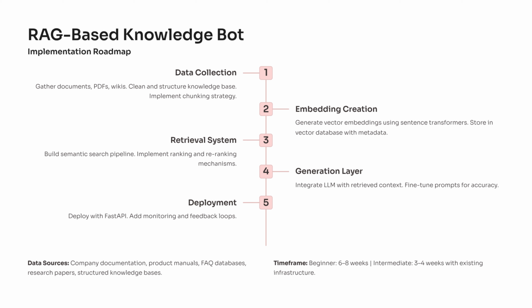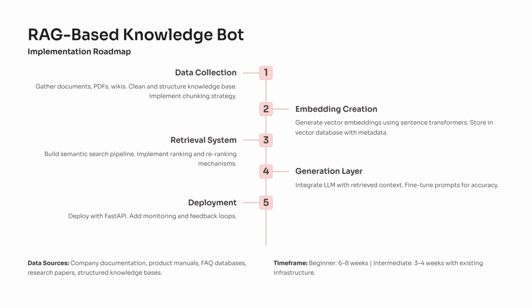When you build a RAG-based system, you follow a clear and structured roadmap that mirrors how real enterprise AI tools are developed. You begin with data collection, gathering PDFs, manuals, research papers, and internal documents, then cleaning them to create a well-structured knowledge base. Next, you create embeddings using sentence transformers, which convert text into numerical vectors that capture meaning. These embeddings are stored in a vector database with metadata for fast retrieval.